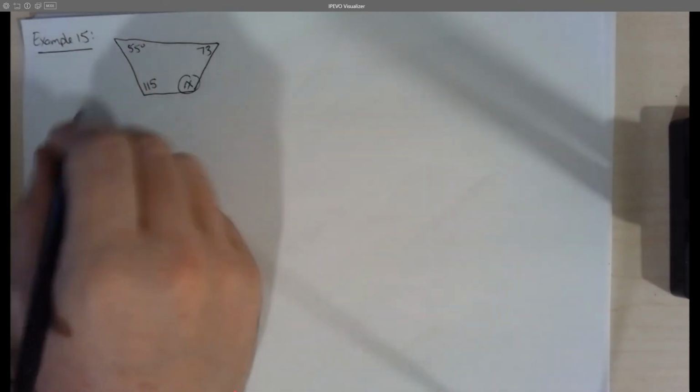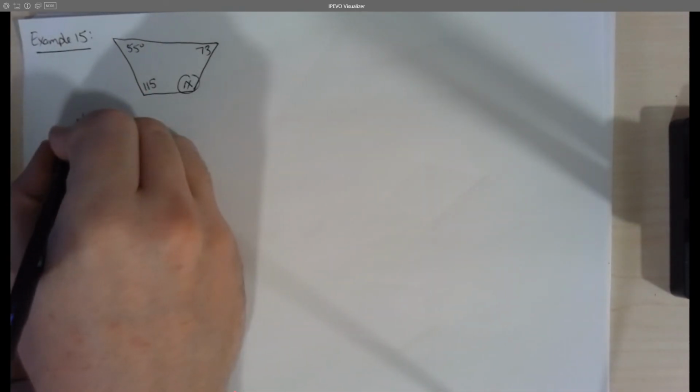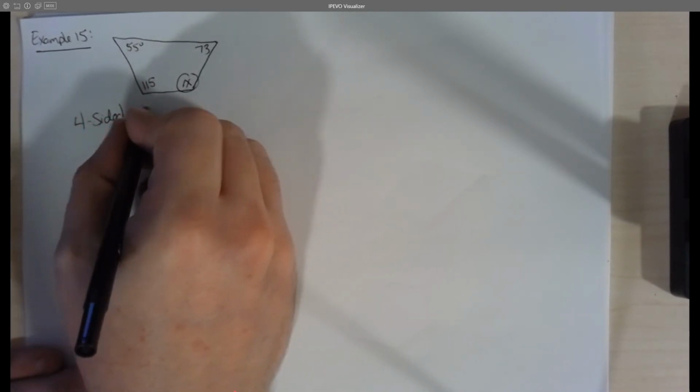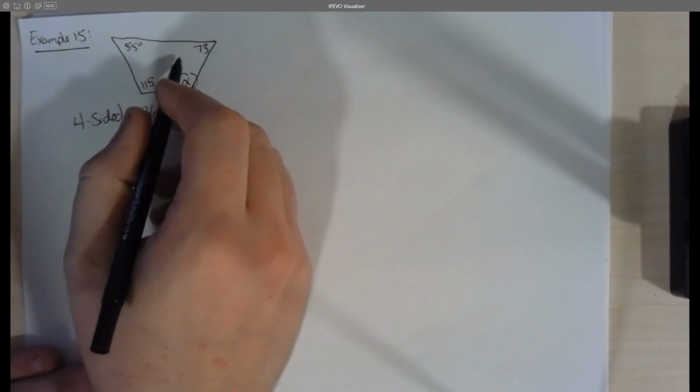angle here. Well, first things first, we need to figure out what's the total sum of interior angles for this shape. It's a four-sided shape, so this might be one that you know right off the bat, or we could use our method. A four-sided shape, I'm just going to tell you right now, is going to have a sum of interior angles of 360 degrees. So when we add all of these together, it has to equal 360 degrees.